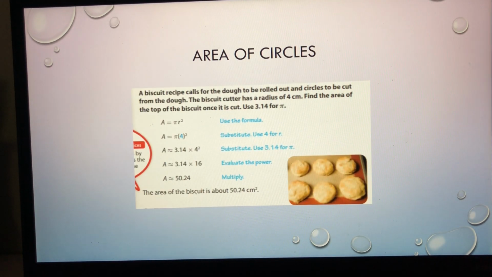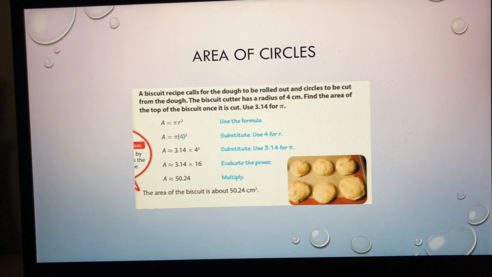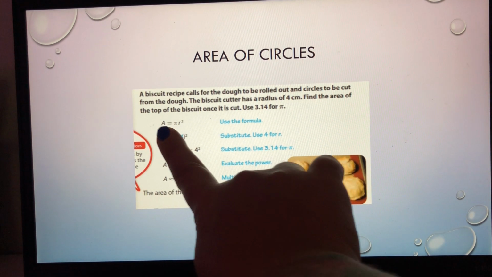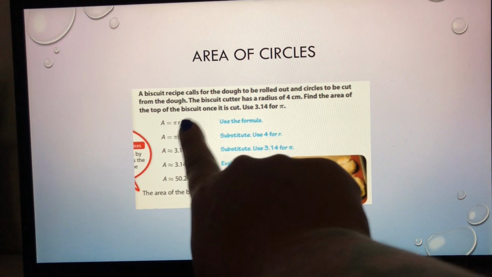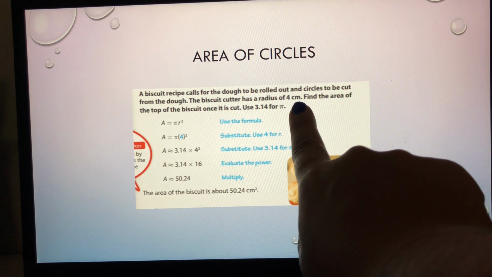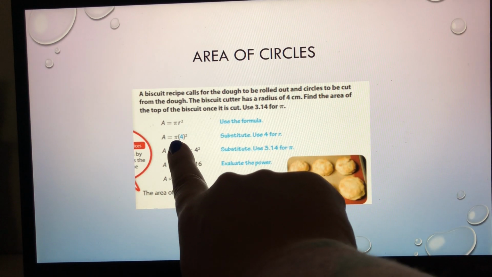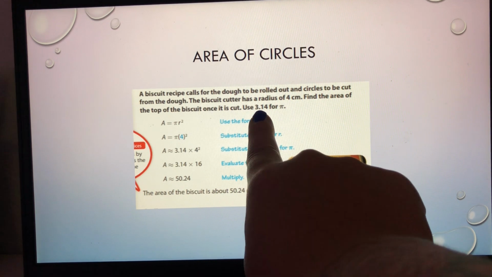Now we have this example. A biscuit recipe calls for the dough to be rolled out and circles to be cut from the dough. The biscuit cutter has a radius of 4 centimeters. Find the area of the top of the biscuit once it is cut. We're given radius in this case, so we don't need to do that first step of taking half of it. We are just going to write out our formula. We're going to replace the r with 4, because we have a radius of 4. Then we're also going to replace pi with 3.14.